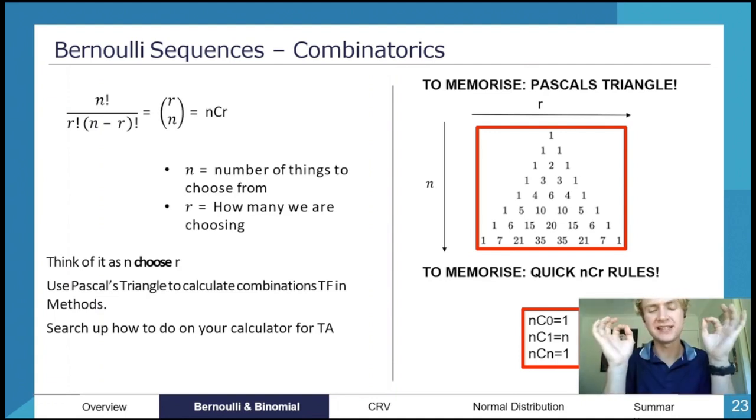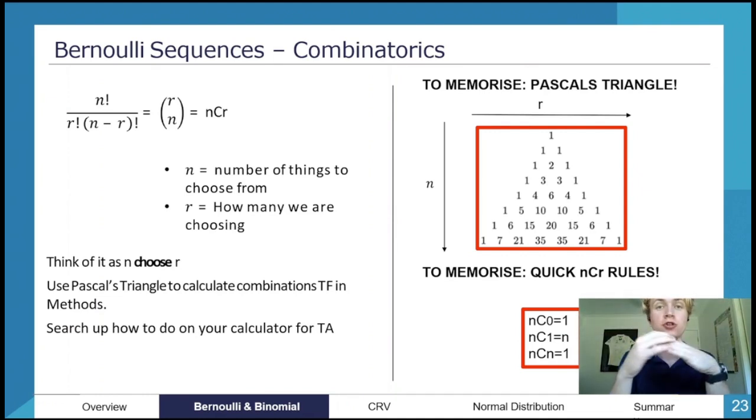And the reason I say that is we can use Pascal's triangle to calculate these combinations tech-free in Methods. You're going to have to Google how to do it tech-active because I don't know what your calculator is. For me, it was just nCr bracket, whatever. But just look at a YouTube video. It really does help. Okay, so you have to memorize Pascal's triangle. This is universal for your tech-free questions.